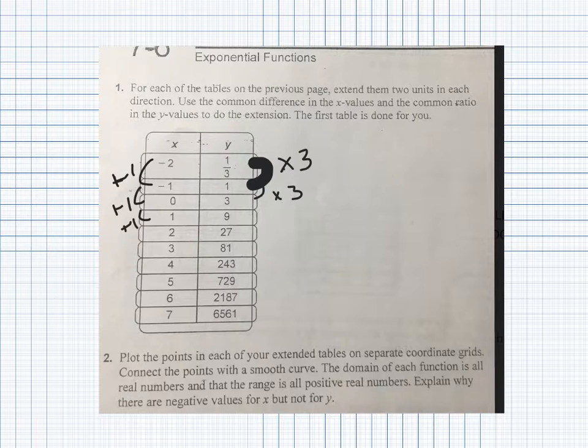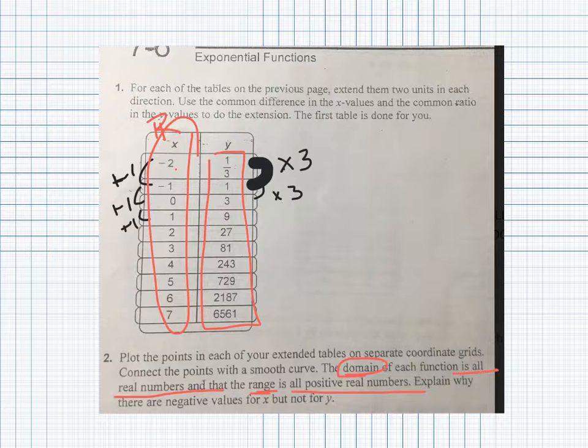And then it tells us to plot the points in each of the extended tables on a separate coordinate grid, connect all the points in a smooth curve. The domain of each function, and we want to remember domain is your x values, is all real numbers. So that means I can put any values in here and they will work in the function. But the range is all positive real numbers. So when we look at this list, we do only have positive real numbers, even as our x's get into negative numbers. And we want to explain why there are negative values for x but not for y.